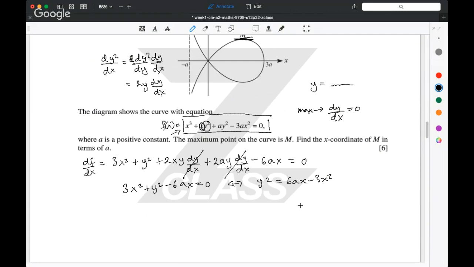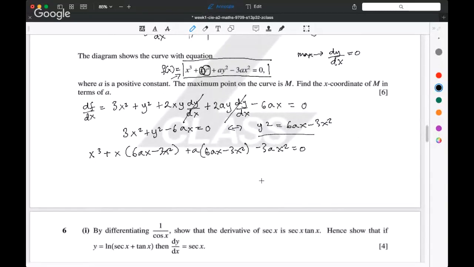And now I want to know something about that point. This is true at that point, so I can plug that back into my equation, which is true for all the points on the curve. Wherever I see y squared, I plug in this thing again. So I get x cubed plus x times (6ax minus 3x squared) plus a times (6ax minus 3x squared) minus 3ax squared is equal to 0. Okay, we're almost there. Now I just need to multiply some stuff out.